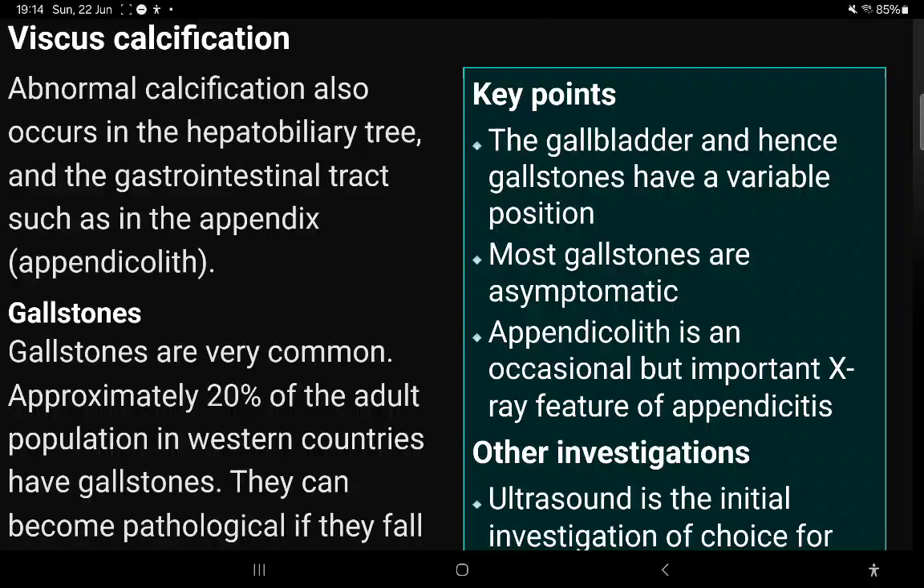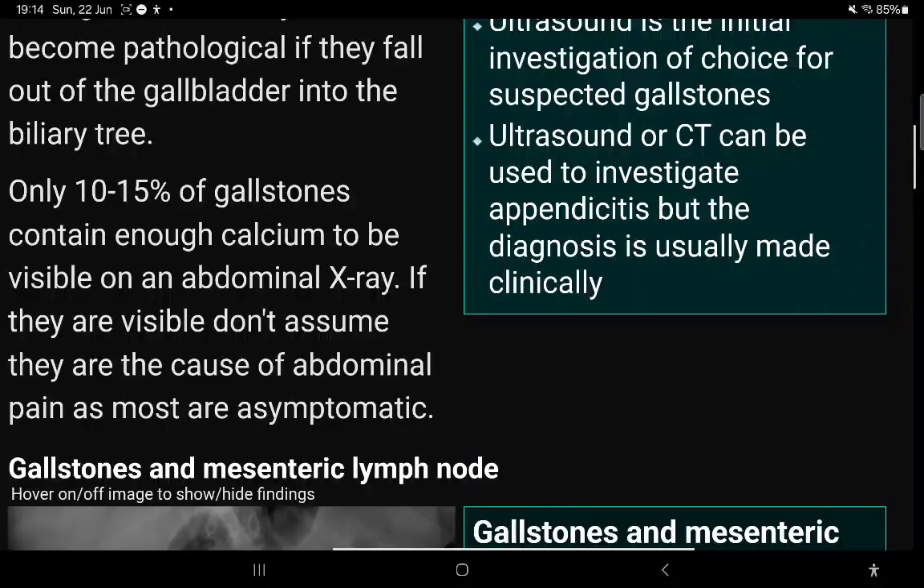Gallstones are very common. Approximately 20% of the adult population in Western countries have gallstones. They can become pathological if they fall out of the gallbladder into the biliary tree. Only 10 to 15% of gallstones contain enough calcium to be visible on an abdominal X-ray. If they are visible, don't assume they are the cause of abdominal pain, as most are asymptomatic.